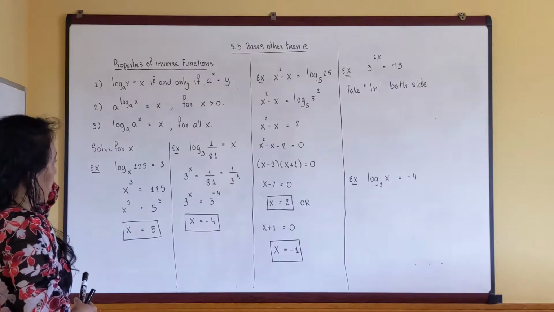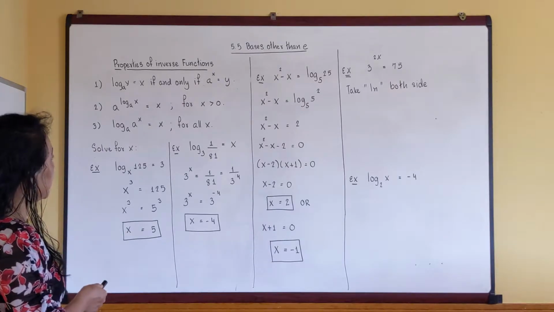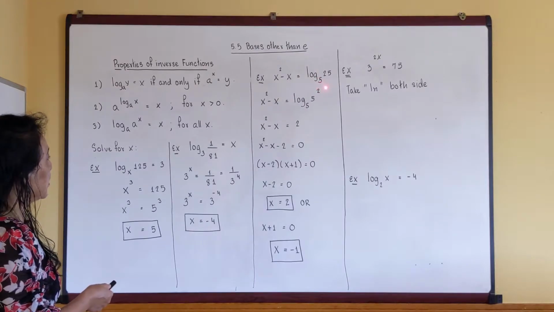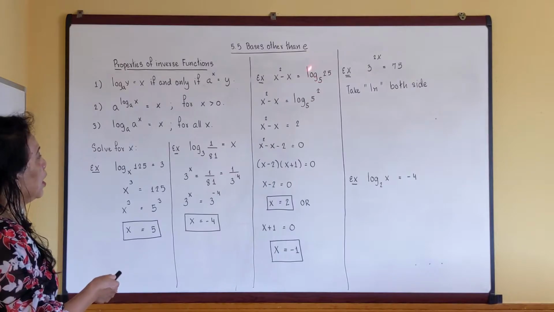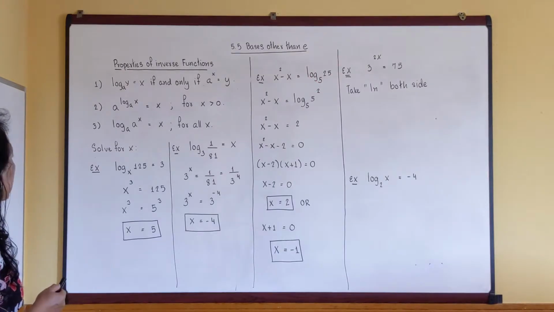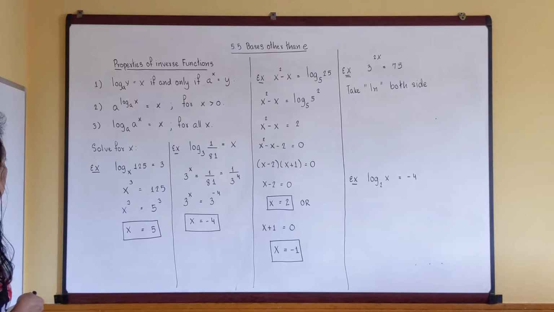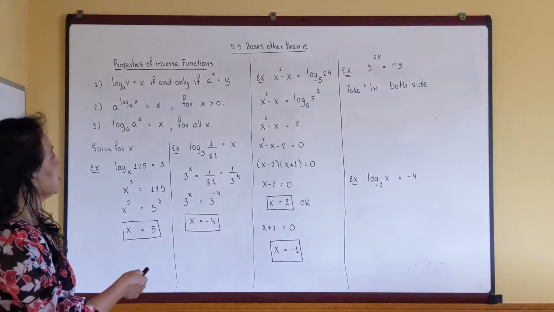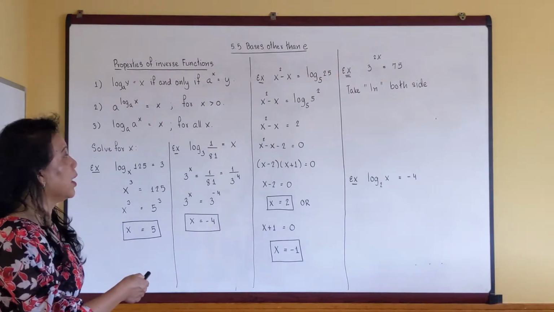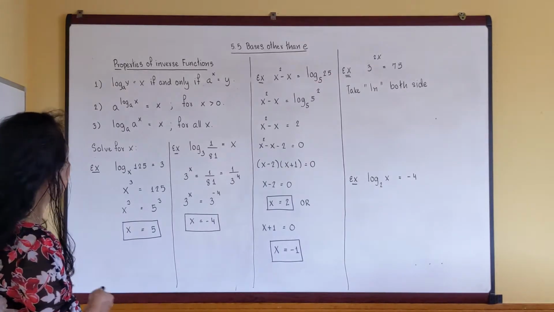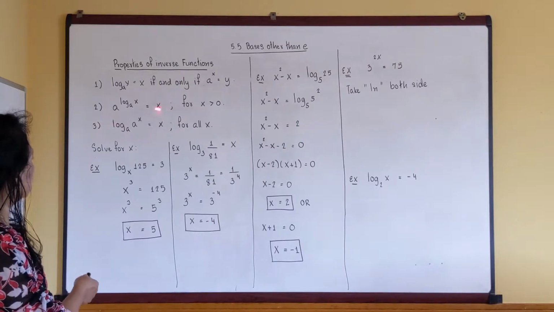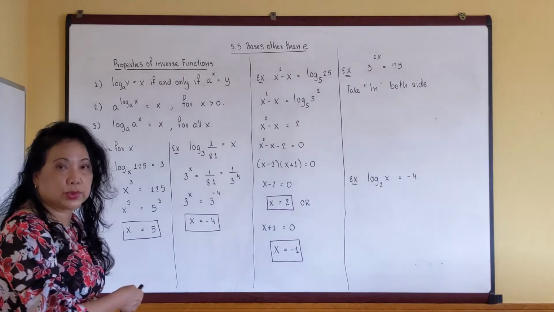Let's look at the next one. I have x squared minus x equal to log base 5 of 25. What I'm trying to do is get rid of the log here, so I'm going to apply property number 3. Property number 3 says log base a of a to the x equals x. So I'm going to write 25 as an exponential of 5, which is 5 squared. Then applying this property, the right hand side is equal to 2.